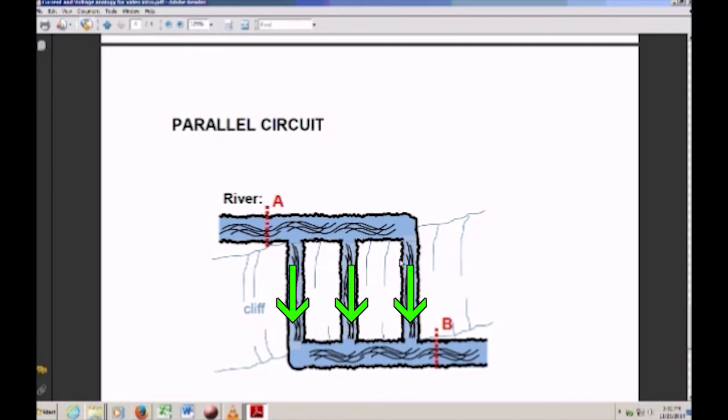Do note, however, that these three currents don't have to be the same. This could be a little trickle of a waterfall, this could be a huge torrent of a waterfall, this could be somewhere in between. They don't need to have the same current as one another, but what you do need is that the current in this one plus this one plus this one equals the total current of the river.